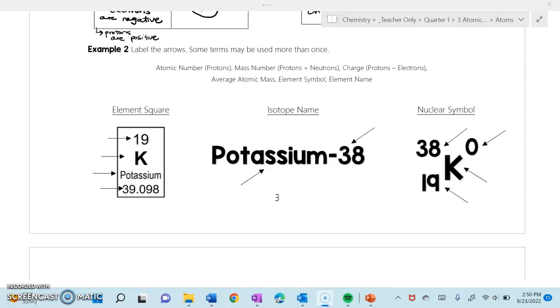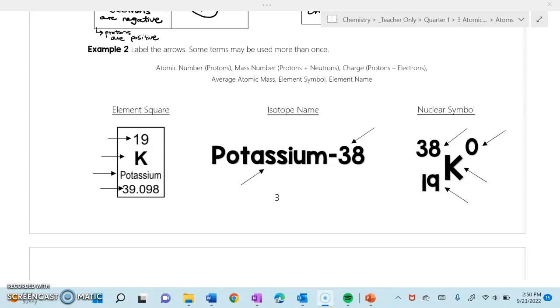In part 1, we left off looking at notation of an isotope name and a nuclear symbol. So down here in example 2, we have 3 different notations. One is an element square, which you'll find on the periodic table, and then the other 2 we discussed: isotope name and nuclear symbol. So we're going to take down element square, isotope, and nuclear symbol, break down each part, and then we're going to apply it to drawing some atoms and counting subatomic particles within a given atom.